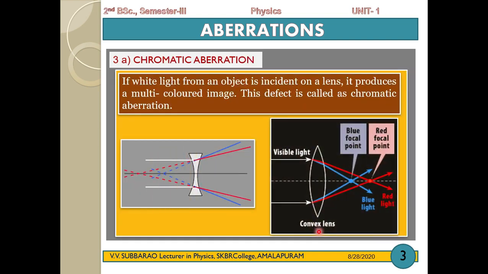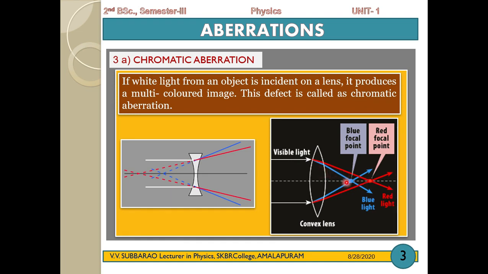Chromatic aberration. If white light from an object is incident on a lens, it produces a multicolored image. This defect is called chromatic aberration. When white light is incident on a lens, dispersion of light takes place and each white ray splits into VIBGYOR colors. The focal length of the lens varies from color to color, hence the various colors will be focused at different points on the axis.